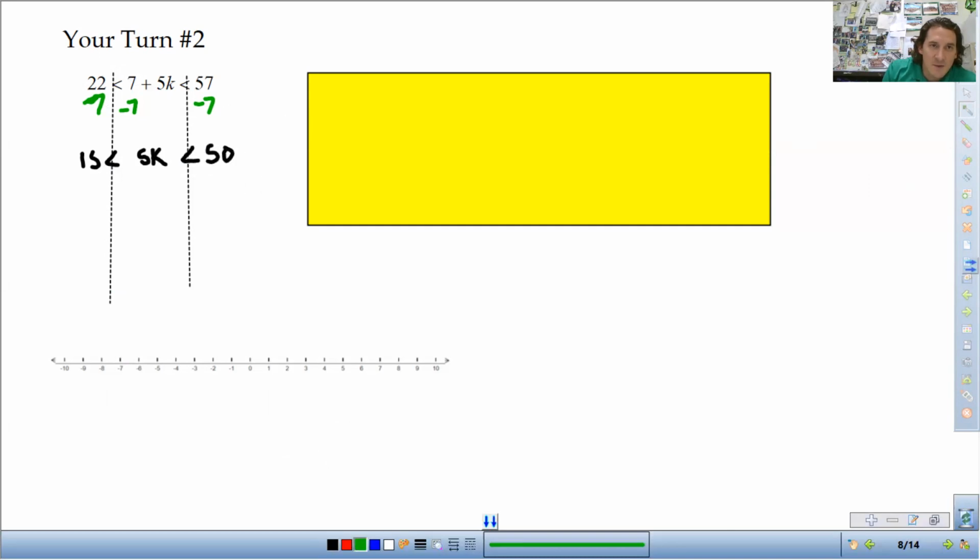Then I'm going to eliminate the 5, next to the k, by dividing the middle and both sides on the outside by 5.